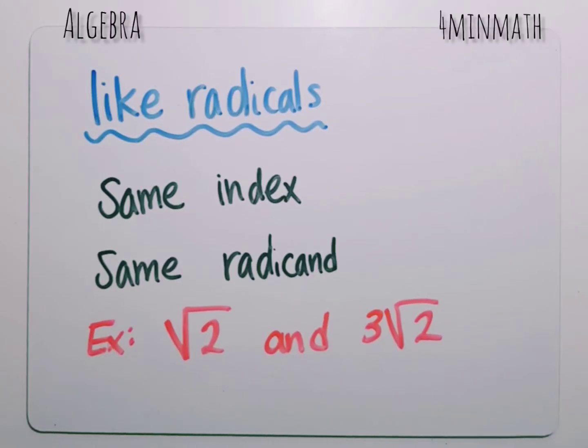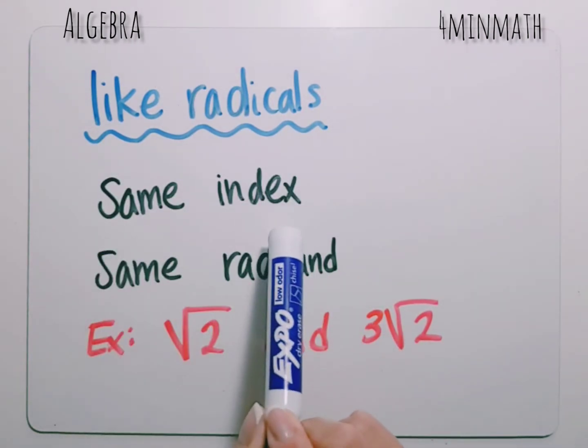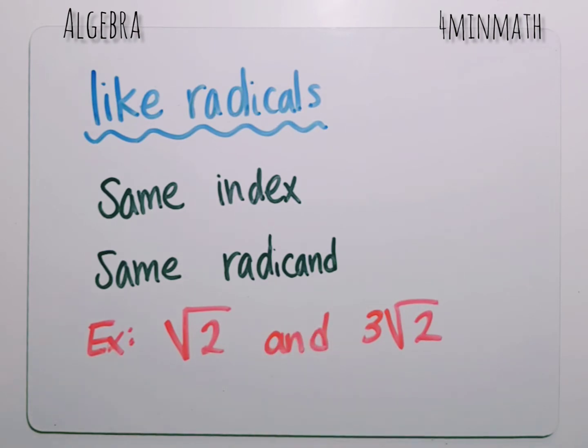Hi everyone! So today's lesson we're going to talk about operations with radicals. Before we get into that, we would like to visit the definition of what like radicals mean. Like radicals have the same index and same radicand. So what that means, for example, square root of 2 and 3 times square root of 2 are like radicals.